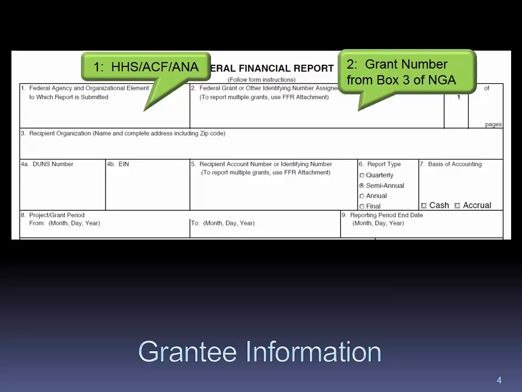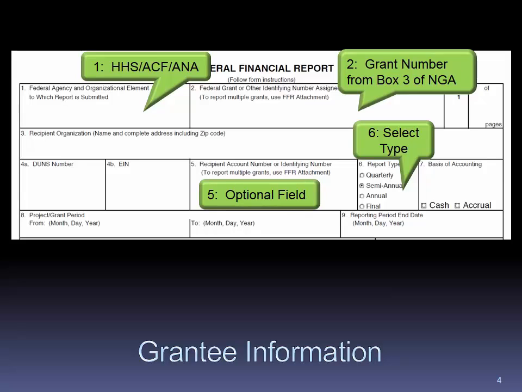Boxes 3, 4A, and 4B are self-explanatory. They are your name and address of your organization, your DUNS number, and your EIN number. Box number 5 is an optional field. Box 6, you're going to select the type of report you're submitting. ANA no longer requires quarterly reports, so your only options are semi-annual, annual, and final. Select semi-annual reports for the first report of your budget year.